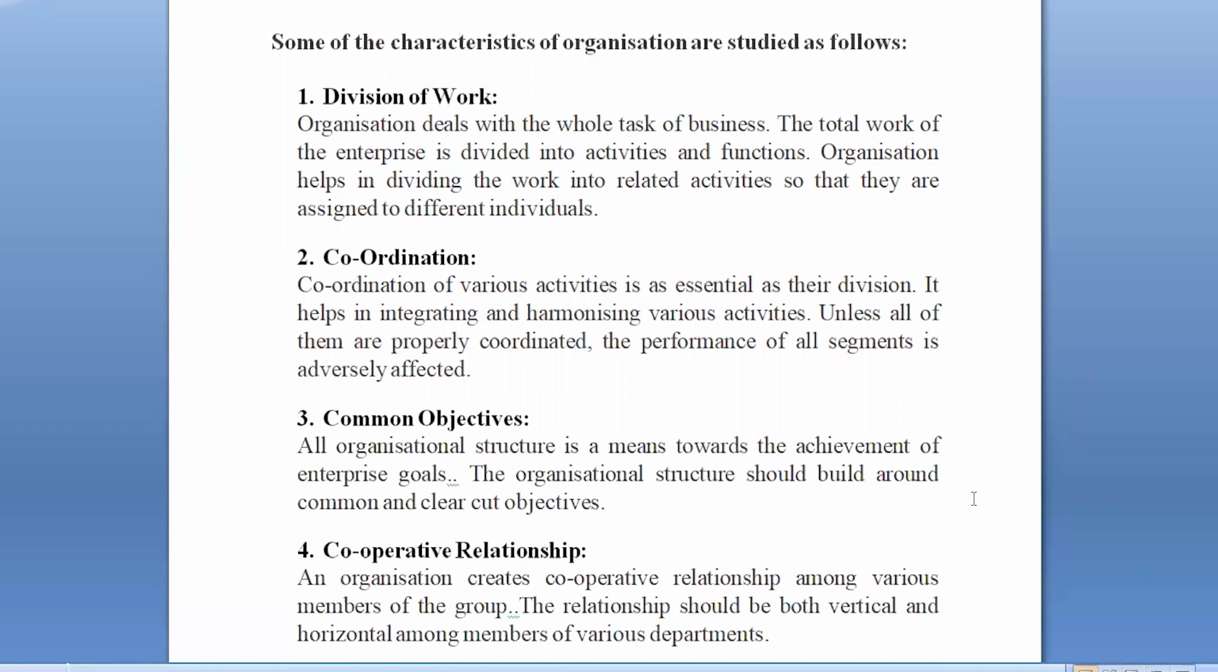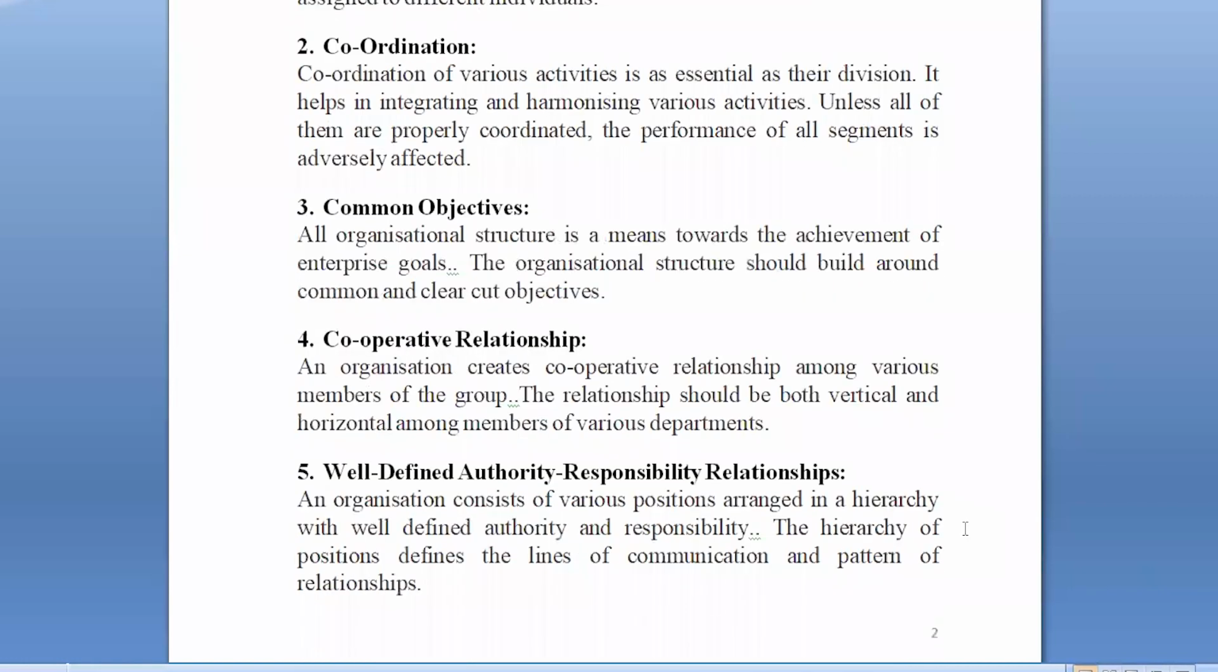Number three is common objectives. All organizational structure is a means towards the achievement of enterprise goals. The organizational structure should be built around common and clear-cut objectives. Number four, cooperative relationship. An organization creates cooperative relationship among various members of the group. The relationship should be both vertical and horizontal among members of various departments. Number five is well-defined authority, responsibility, and relationships. An organization consists of various positions arranged in a hierarchy with well-defined authority and responsibility. The hierarchy of positions defines the lines of communication and pattern of relationships.